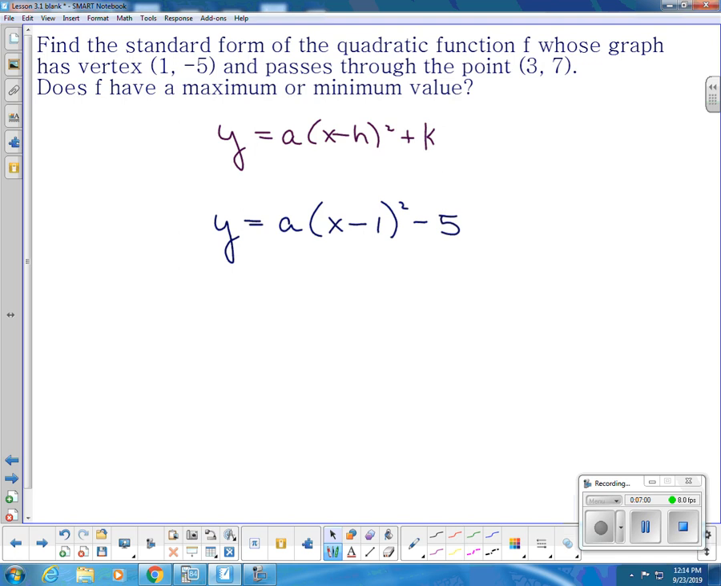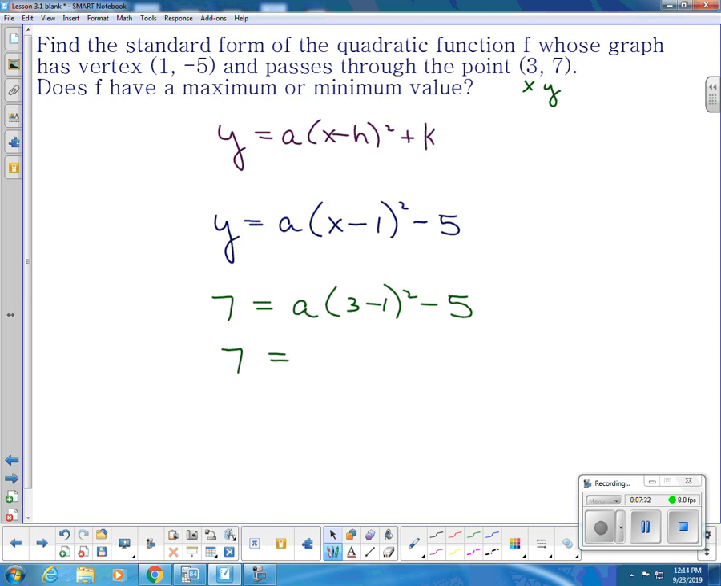Now that's pretty much the whole answer, except we do not know what the a value is. So what we're going to do is take this x and y that they gave us, this extra point that they're giving us, and put it in for x and y, just so that we can solve for a. Does that make sense? You can always put an extra point in, just like you do with writing a line. You know, you put the slope in and you put an x and a y in.